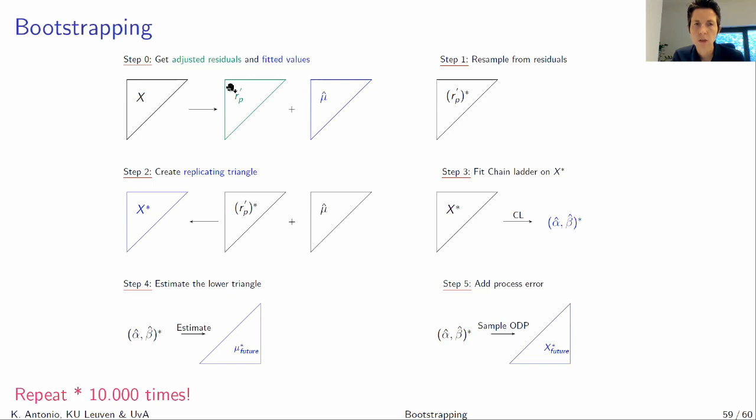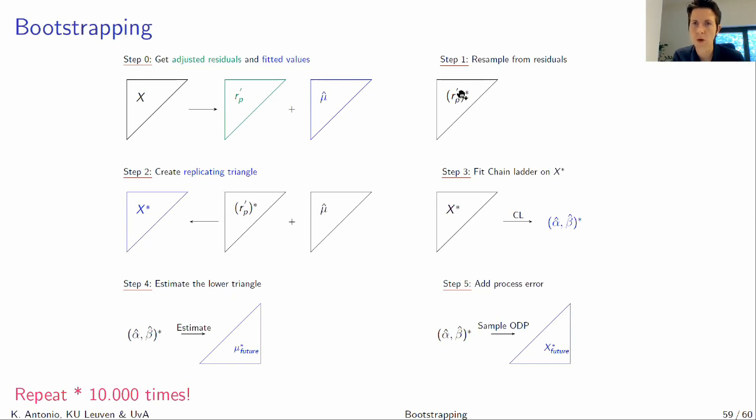What I need to do here is calculate the residual for each cell in the upper triangle. So if I would have 10 rows and 10 columns, that would mean I've got 55 cells in the upper triangle. I've got 55 residuals calculated. I put these 55 residuals in a box or in a basket, and I'm going to pick at random with replacement one residual for each cell in the upper triangle. That's how I fill this triangle in step 1.